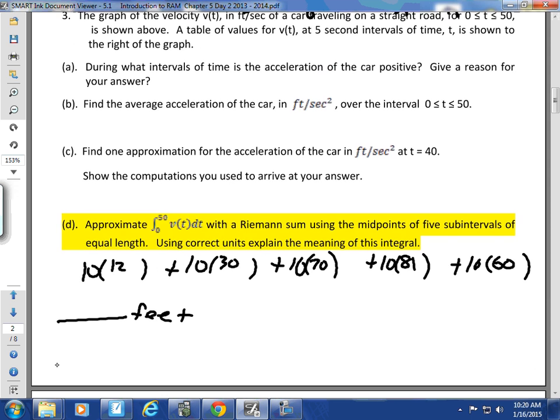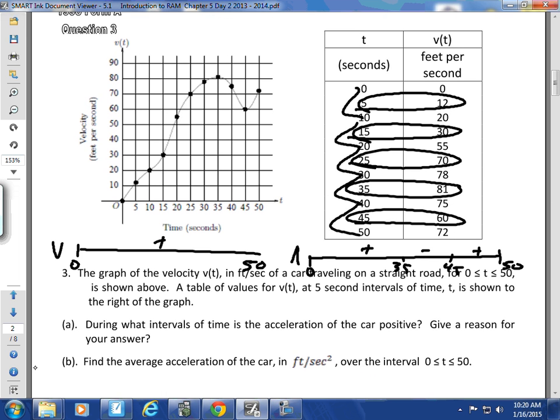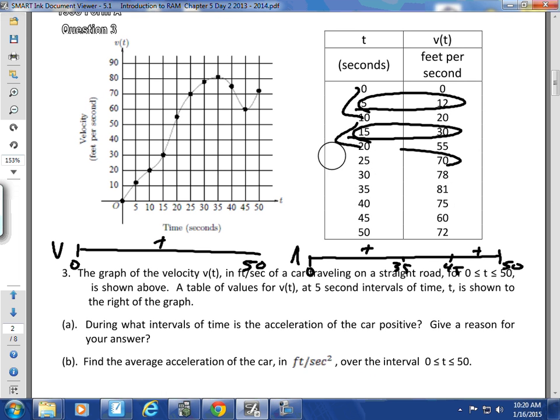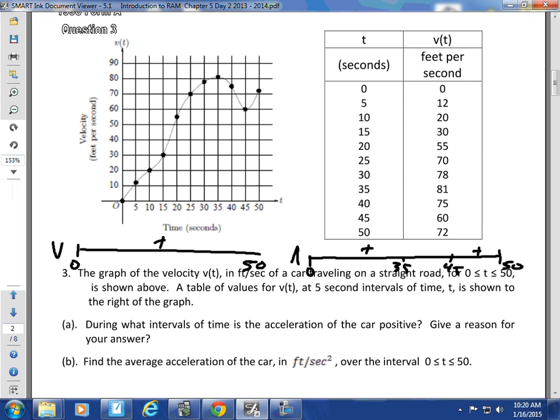Hey, look at part C. Find one approximation for the acceleration of the car at time 40. They're asking you for the slope of velocity at time 40. How could you approximate the slope of the car at time 40? Not averaging the slope, but you're on the right track. I don't want the average of the two slopes because I don't actually have those slopes. Could you just find the slope between, like, the line 35 and 45?